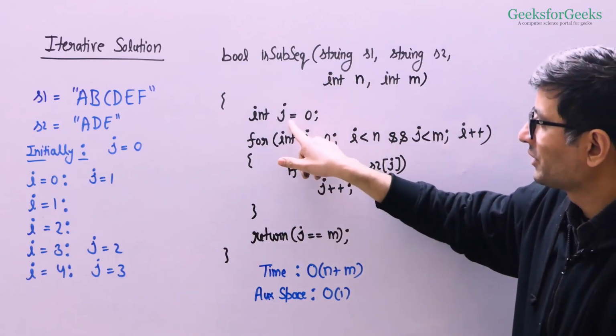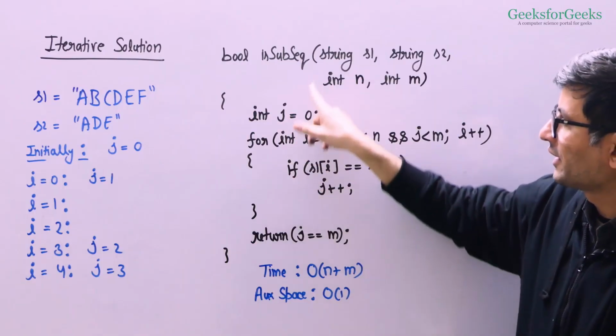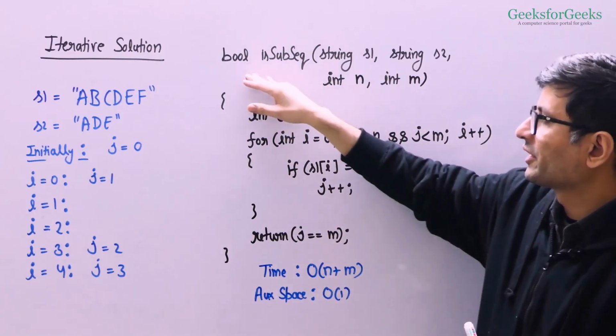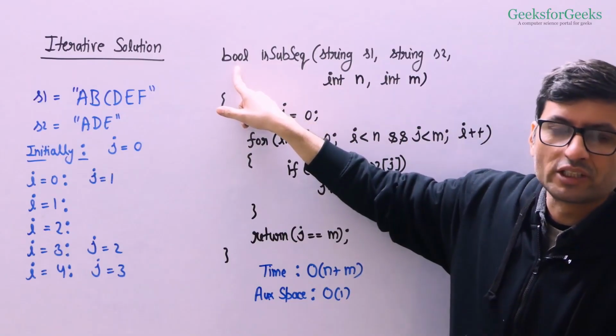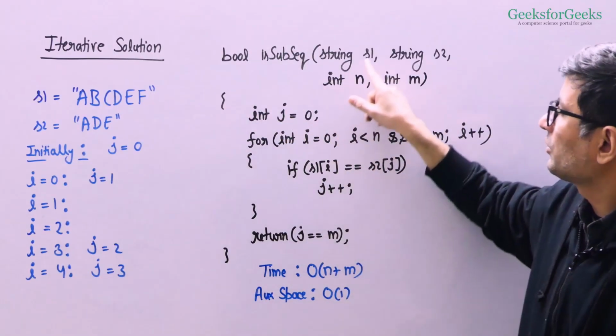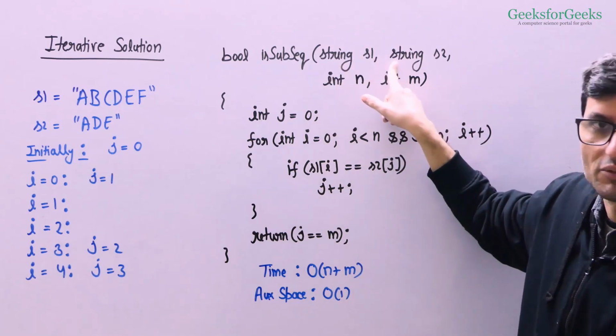We have two variables j and i. j is for indexing S2 and i is for indexing S1. And the code written here is close to C++ style. In Java, you can simply use boolean instead of bool. Also, if you're programming in Java, you need to use capital S here for String.